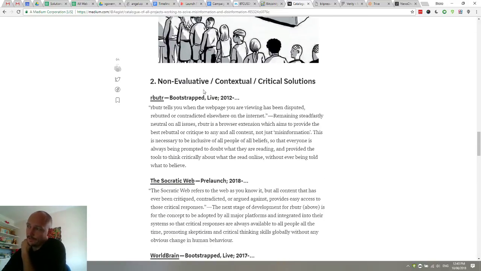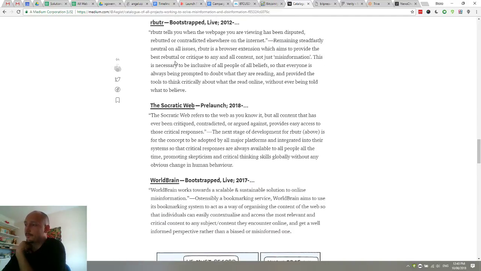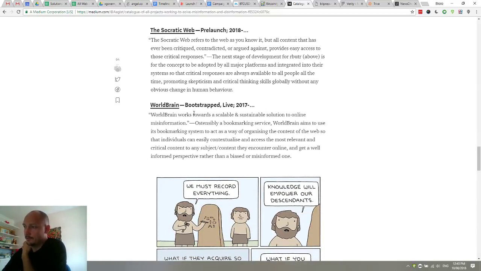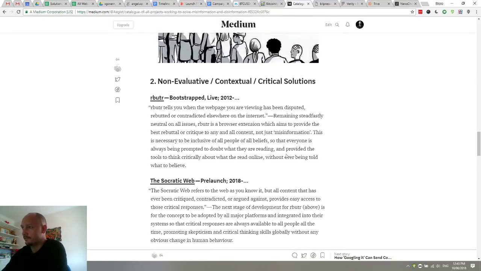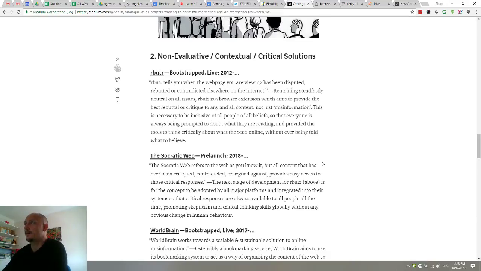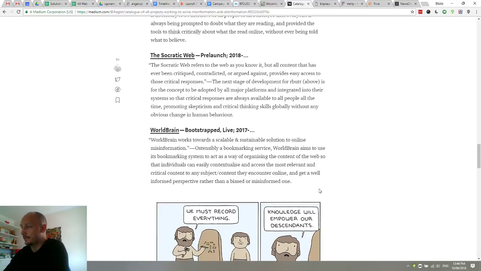And then I've got this non-evaluative contextual critical solutions for Rebutta and Socratic Web, which of course is fundamentally the same thing, but I felt like they need to be separated. And WorldBrain, a project by Oliver that I met at the Journalism Festival, that is trying to organize all the content of the world via bookmarks and create relationships so that whenever you're investigating something, you have access to a variety of paths to get context around topics you're researching. I won't try and over-explain it because I'll probably just mess it up, but they're basically the only two projects that I'm aware of that fit into this ideal of trying to solve the problem of misinformation without using people to determine true and false, right and wrong, credible and uncredible, untrustworthy, but just allowing people to navigate, to scaffold people's process through figuring it out for themselves, in a structured way, attempting to get to that solution.